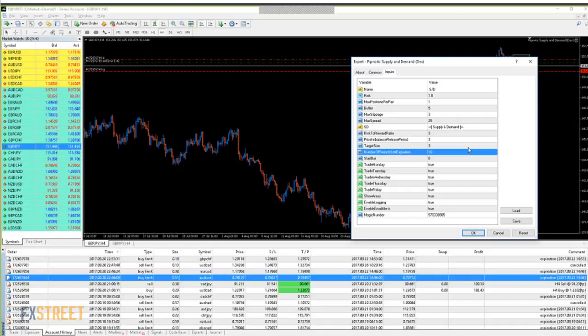And so I added that small parameter just to give me the ability to expire certain orders so they're not stuck in the market like that.